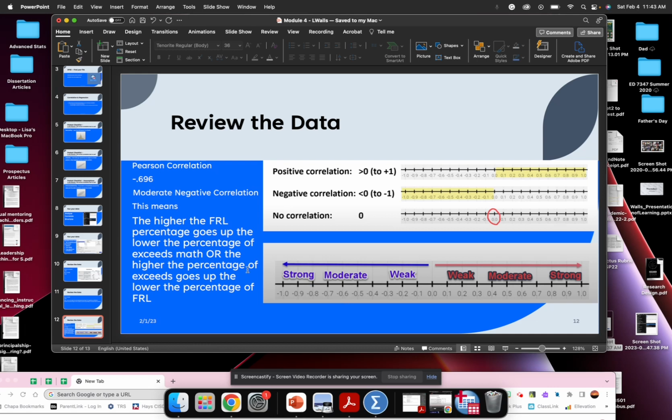So what this means is that as the free reduced lunch percentage goes up, the percentage of exceeds math goes down. Or you could say it, as the percentage of exceeds math goes up, the percentage of free reduced lunch goes down.